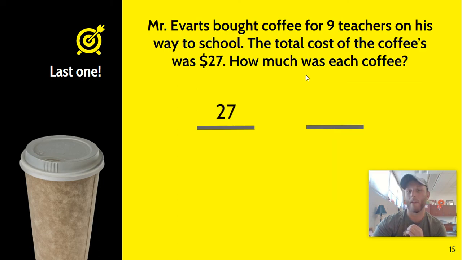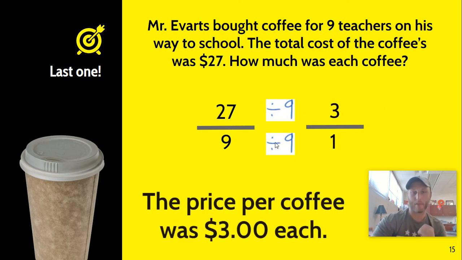All right, if you did this correctly, you should have written down 27 over 9 because I have $27 for 9 coffees or 9 teachers here. And then I'm going to realize, hopefully, that 9 goes into both of those numbers. If you didn't, let's say you tried 3, then you would just keep breaking it down until you get to the simplest form. But 27 divided by 9 is going to give me 3. 9 divided by 9 is going to give me 1. So that means the price per coffee was $3 each, which would be the unit price for one coffee.